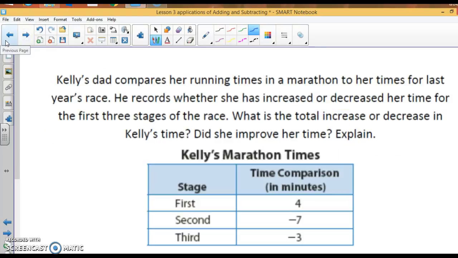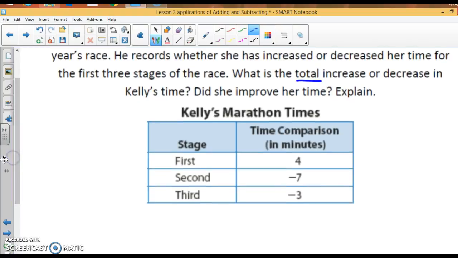Kelly's dad compares her running times in a marathon to her times for the last year's race. He records whether she has increased or decreased her time for the first 3 stages of the race. What is the total increase or decrease in Kelly's time? Total usually means you're going to find the sum or add them up. So, first stage is 4 plus -7 plus -3.